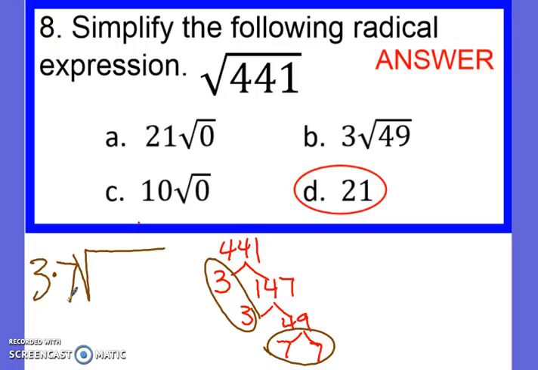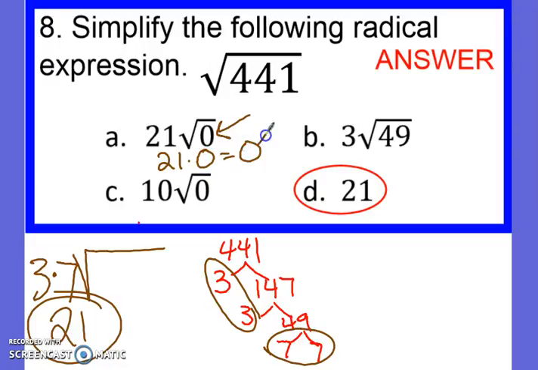And what that means, y'all, is nothing is in that radical, therefore it's no longer there. So 3 times 7 is just straight up 21. So 21 is my answer. Don't get confused with that. Because the square root of 0 is 0, and 21 times 0 is 0. That's not true.